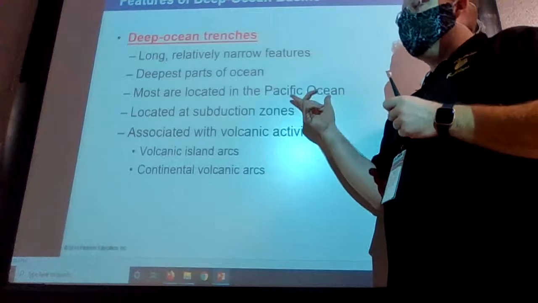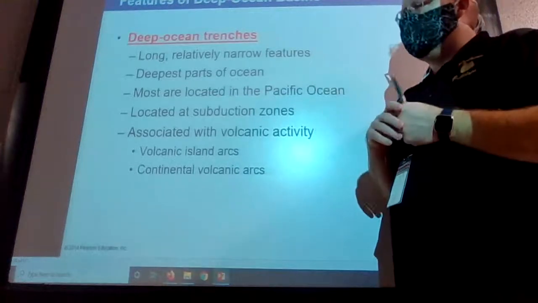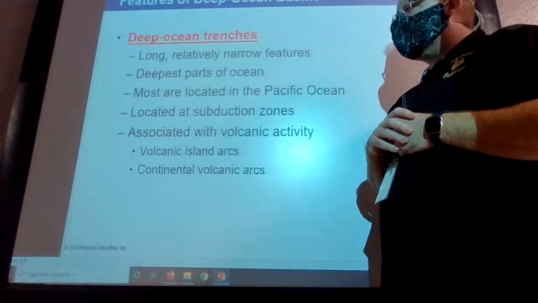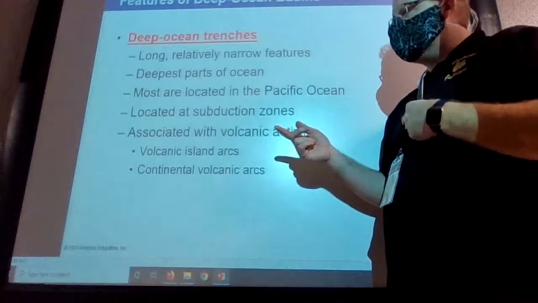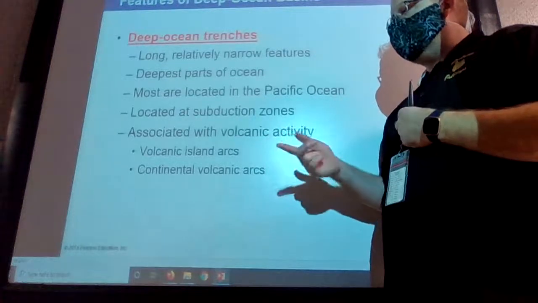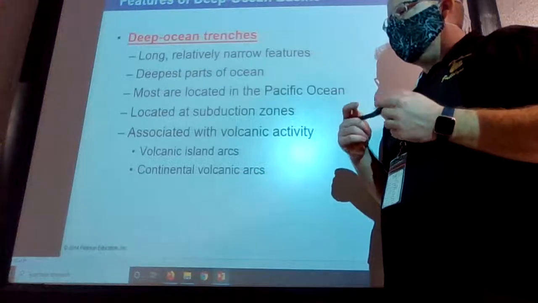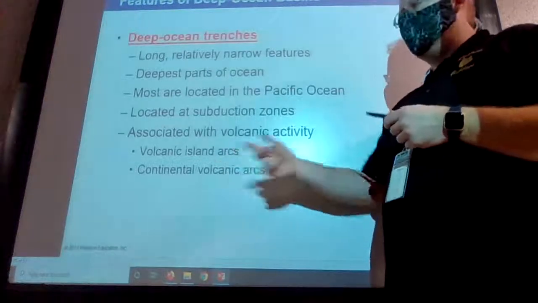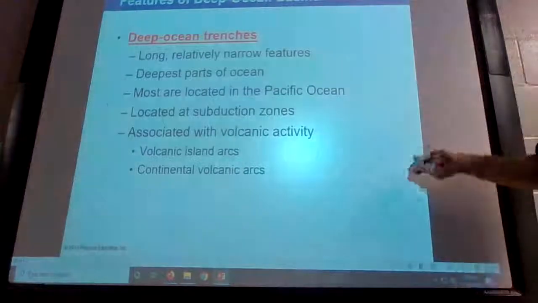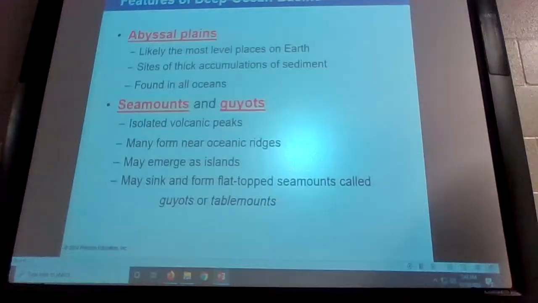Most are located in the Pacific Ocean because that's where most of the subduction zones are. They are located as subduction zones and associated with volcanic activity, volcanic island arcs, and volcanic continental arcs. Japan is a volcanic island arc, so the Marianas Trench is pretty close to Japan.